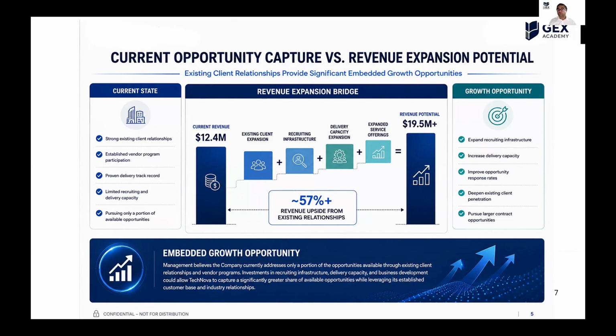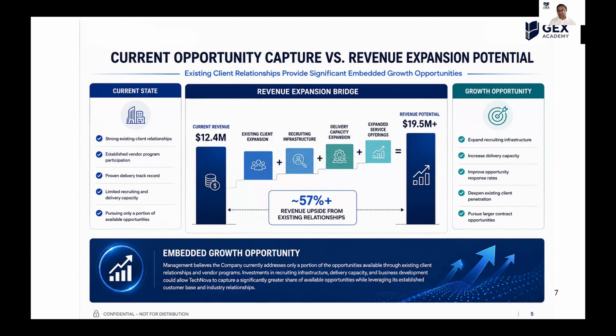Another driver is recruiting infrastructure. If management is correct that talent acquisition is a bottleneck, then investing in recruiting processes, systems, and personnel could allow the company to pursue a larger volume of opportunities, right? The third driver is delivery capacity expansion. It ties closely to recruiting, but also includes building the operational infrastructure necessary to manage more projects, support additional clients, and also reduce dependencies on senior leadership, right?